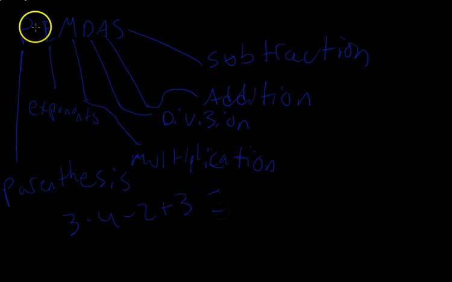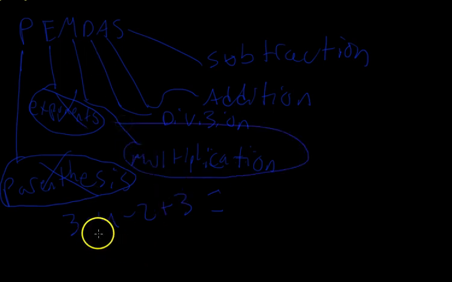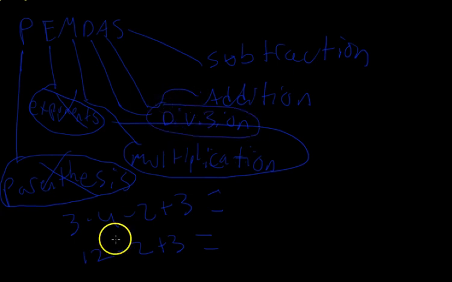Okay, so PEMDAS. Are there any parentheses? We always do parentheses first. No parentheses. Are there any exponents? No exponents. Now we get to M, multiplication. Is there multiplication? Yes, 3 times 4, so we must do that first. So we have 12 minus 2 plus 3 equals what? Now we go to division. Is there any division? No. Addition. Is there some addition? Negative 2 plus 3. Yes, there is.